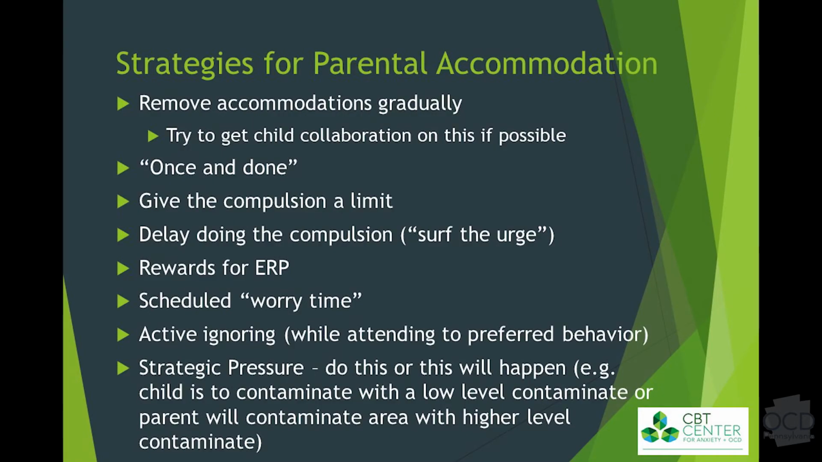So what we're looking to do, instead of accommodating, is we are looking to remove those accommodations gradually, kind of do it once and done, give the compulsion a limit, delay doing the compulsion. We can give rewards for moving out of the comfort zone or doing what we call ERP. We can have something called scheduled worry time. So that's a time when we can discuss the worries, but it's on our terms. It's not contingent with when the child feels anxious.